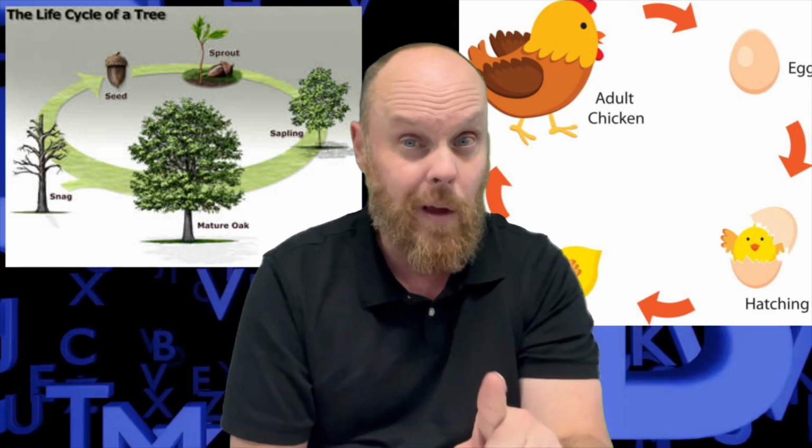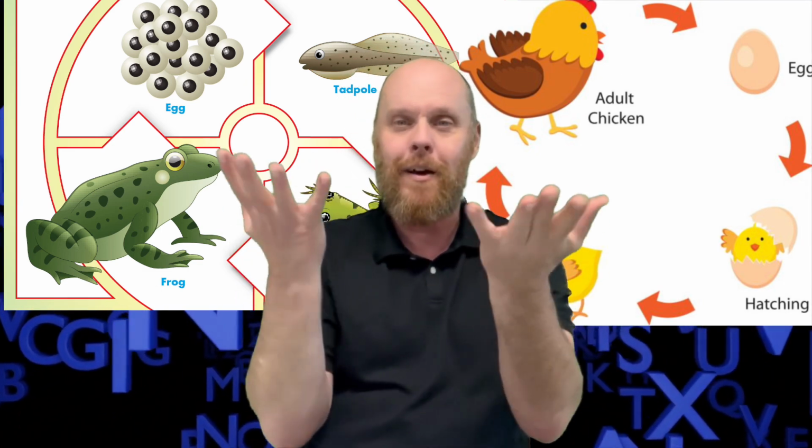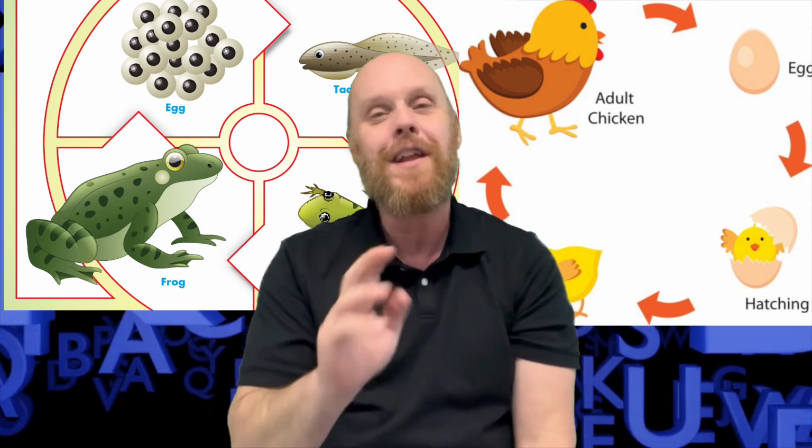I'll give you a hint. The easiest one to do would be amphibians or frogs and the chicken. All right? I'll let you figure out how they're the same. So write down or talk to me about how they're the same and possibly how they're different next week, and I'll throw some bonus points your way.